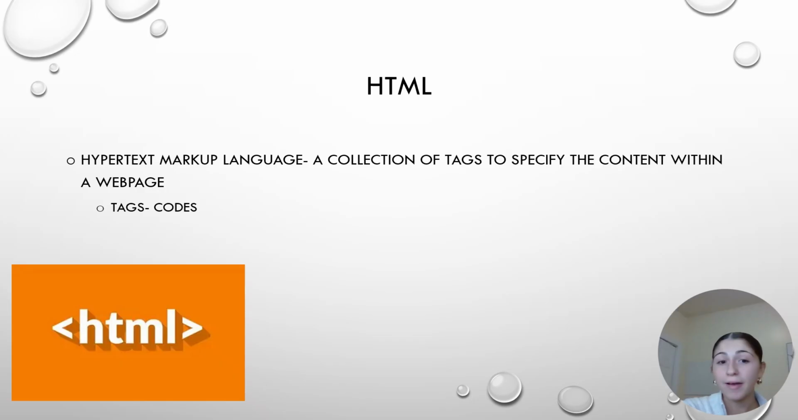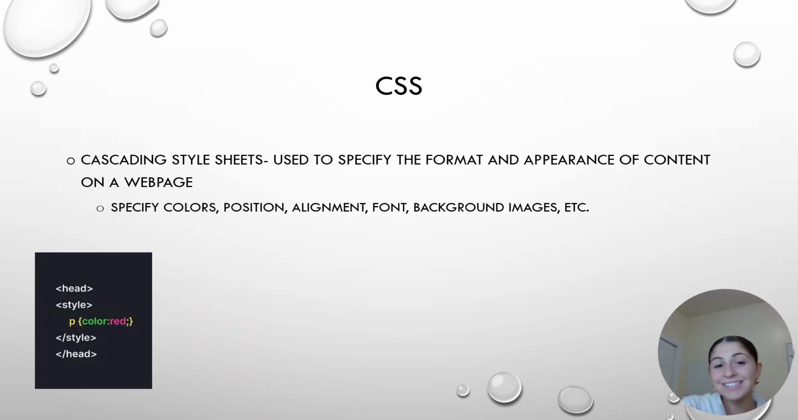Starting off with HTML, this stands for Hypertext Markup Language. This is a collection of tags to specify the content within a web page. Tags are simply just codes. Moving on to CSS, Cascading Style Sheets. These are used to specify the format and appearance of content on a web page. It's going to specify color, position, alignment, font, background images, all of that.